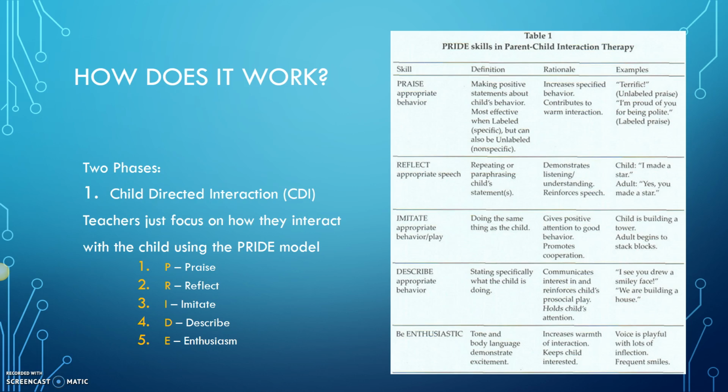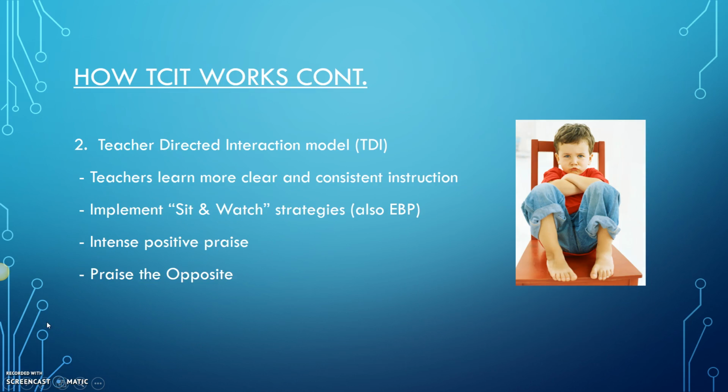The fourth is describe the behavior. As the example says here, "I see you drew a smiley face," or "I like the way you're building a house. We are building a house." Just to tell the child what you're doing. And the fifth is to be enthusiastic, because a child definitely responds better when they can tell that you're happy about something.